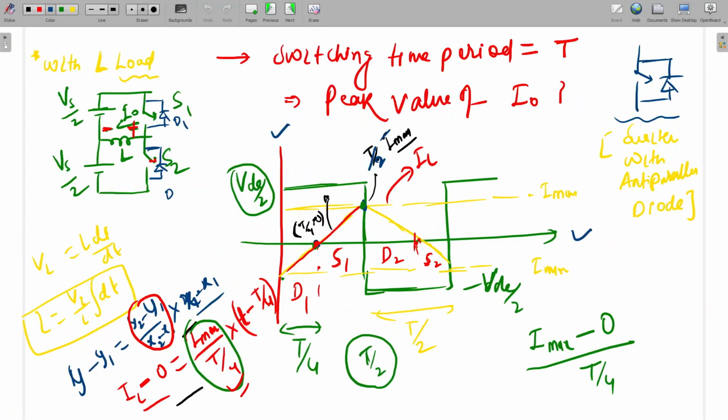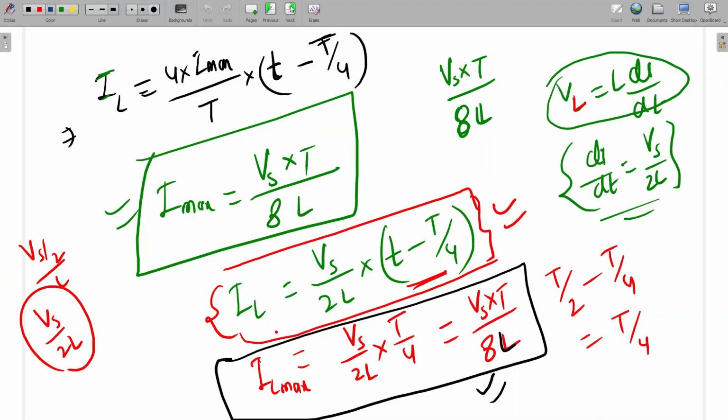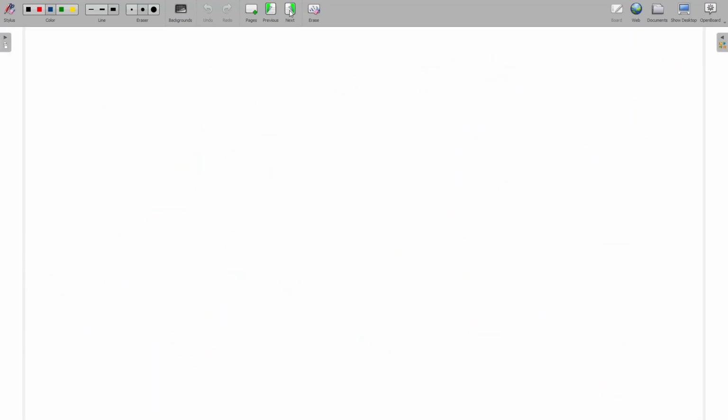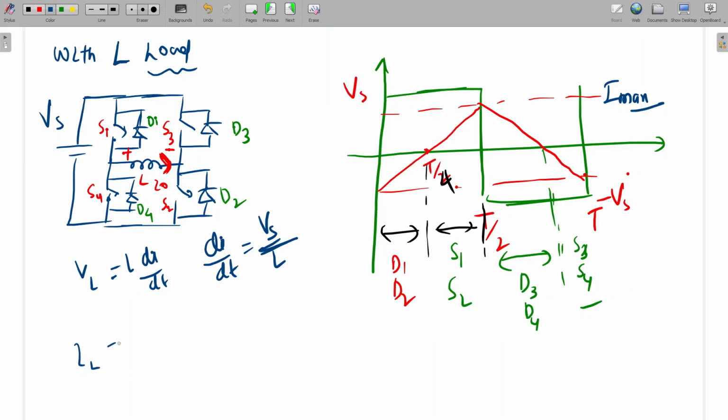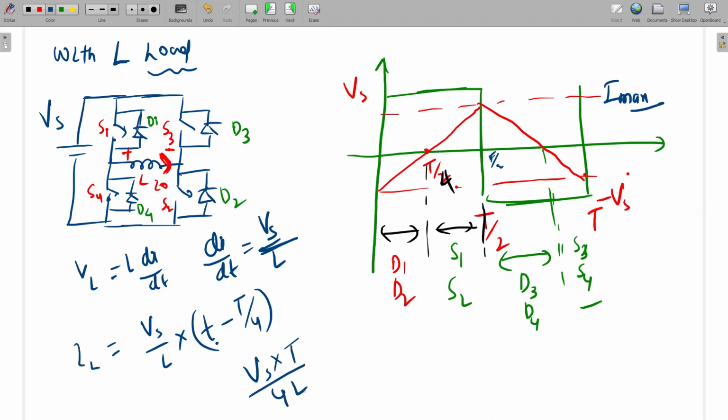Here it was Vs by 2, the slope I have taken was Vs upon 2L. But here it will be, one second. So the i of L equation will be Vs upon L into (t minus T by 4). At t equal to T by 2 we'll get the maximum value. So if I put small t equal to T by 2, then I will get Vs into T by 4L. That will be the peak. Is it clear? Vs into T divided by 4L is the peak value of the current. Should I proceed further?